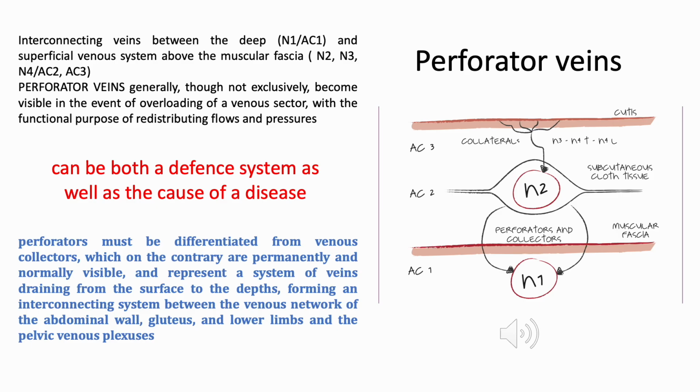Perforators are interconnecting veins between the deep and superficial venous system above the muscular fascia, generally detectable in case of overload of a venous path. They differ from the venous collectors, which on the contrary are normally detectable and represent the system of interconnection of the abdominal and lower limbs veins to the venous pelvic unit.